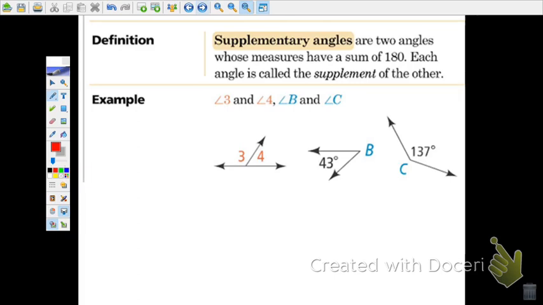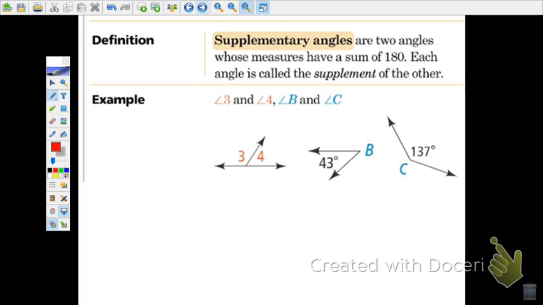Next angle pair is supplementary angles. Supplementary angles are two angles whose measures have a sum of 180. So two angles that add up to 180. So you need to know that complementary is 90, supplementary is 180.